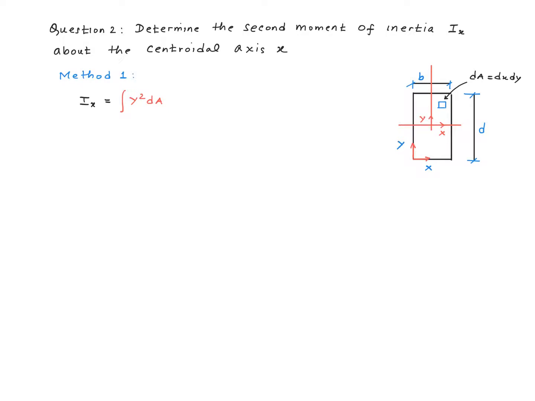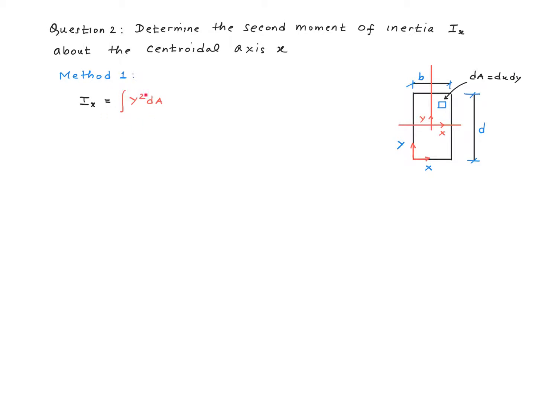Our question number 2 for this section is to determine the second moment of inertia about the centroidal axis x. In other words, this time I'm placing my x-axis right through the centroid C. I'm going to show you how to do this in two different ways. In the first method, we follow the same approach that we followed in finding the centroid. I'm taking my differential element at a point that has coordinates xy, just like this. So my dA would be simply dx times dy.